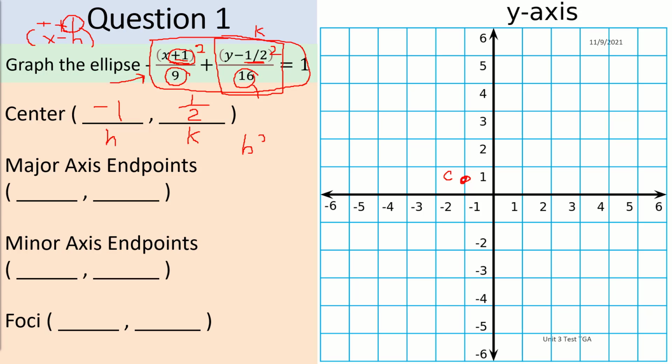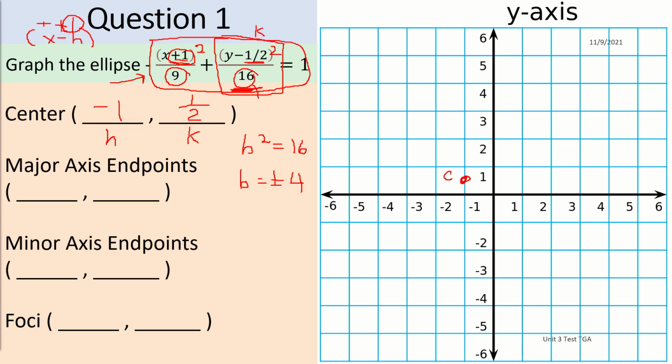It's going up and down. So we're going to have to calculate b, so we'll know what to add and subtract to the y-coordinate, which is 1/2. So b squared is equal to 16. Take the square root of both sides, and b is equal to plus or minus 4. Now, this is not a length and measurement, this is a direction, so we can have a positive and negative direction.